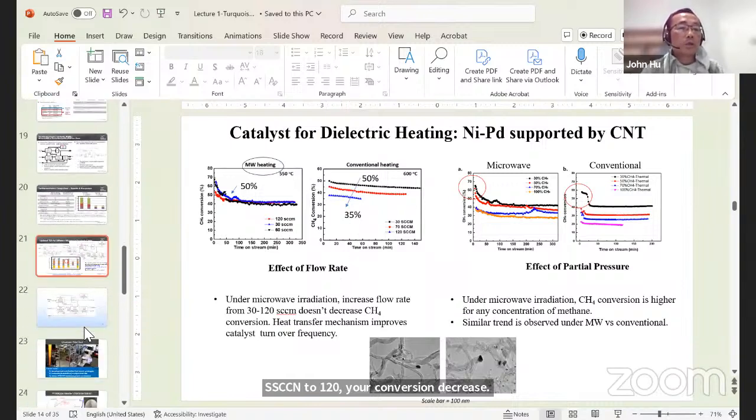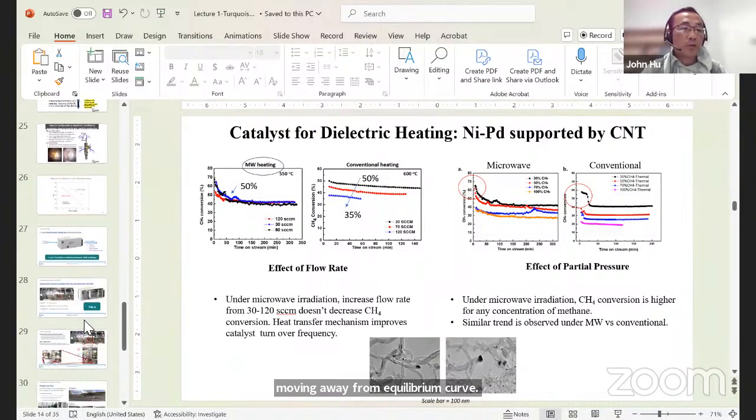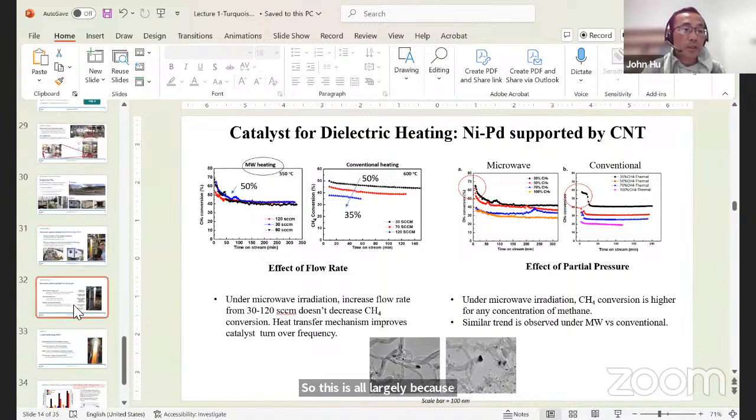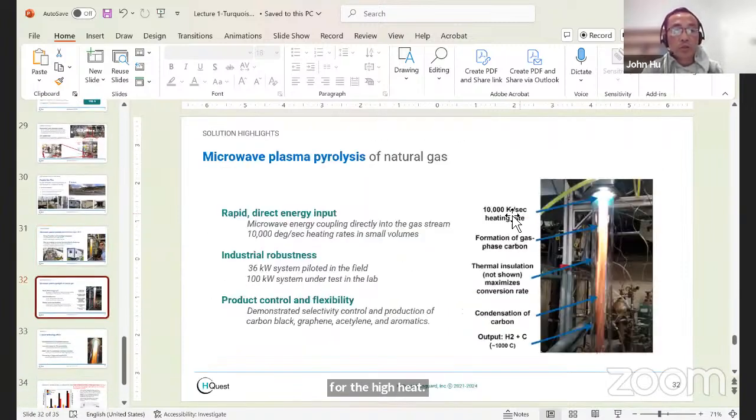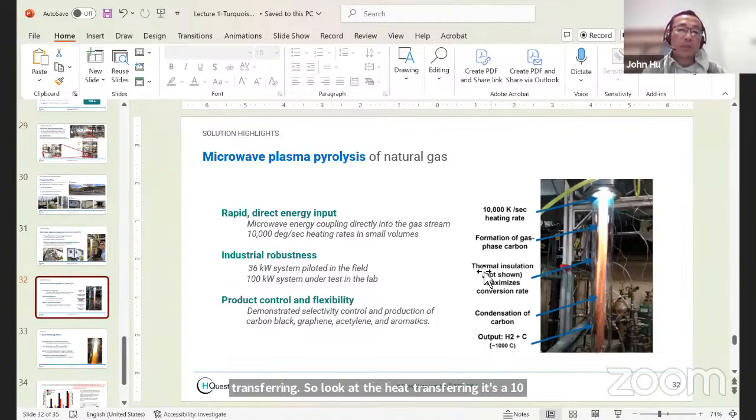Okay, so this is all largely because of the high heat transfer rate. So look at the heat transfer rate. It's a 10,000 Kelvin per second heating rate. So anyway, it's rapid direct energy input. Direct energy input means the heat transfer is not from the external. It's going directly inside, and also the industrial robotics is really modular.